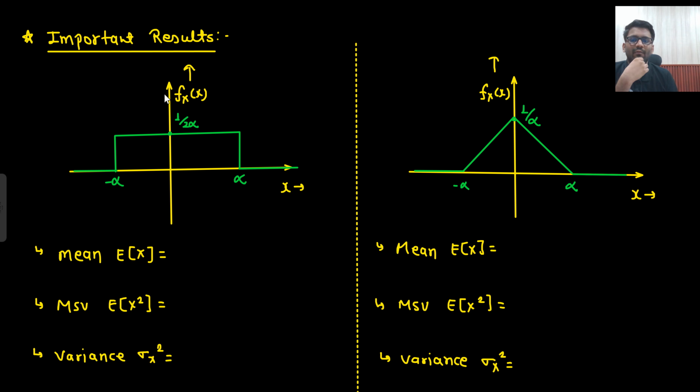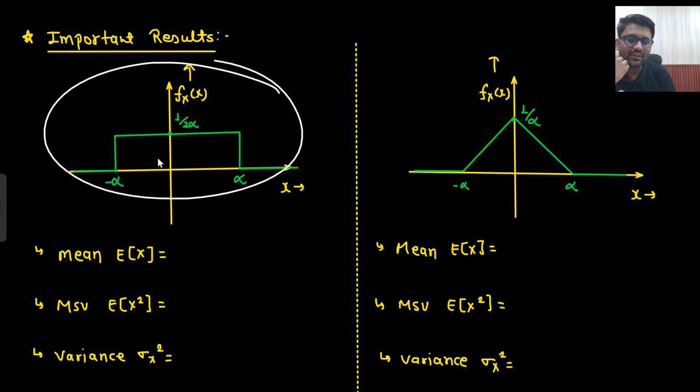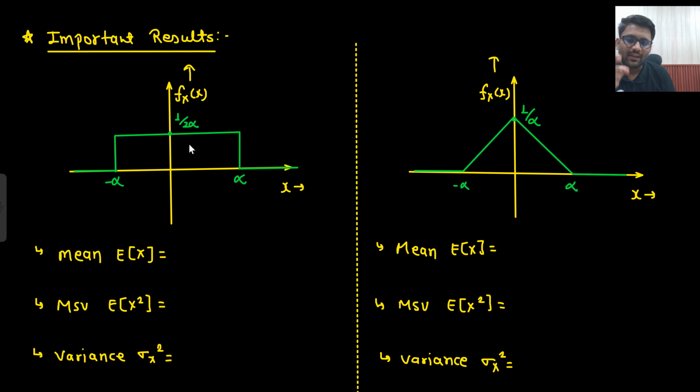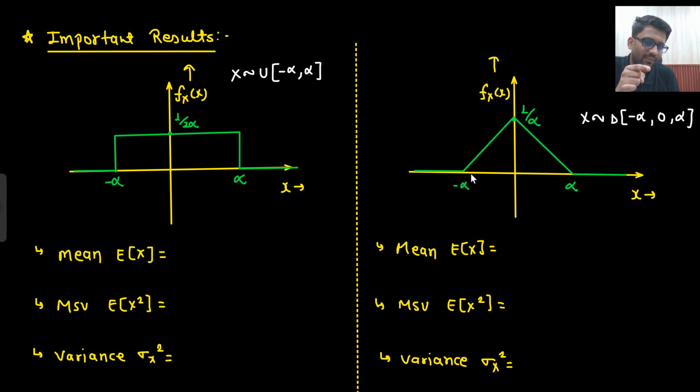Okay for you? And what if they are symmetric about origin? Do you remember the results for this one? If it is a uniform distribution, here your random variable x is uniformly distributed between minus alpha to alpha. And here your random variable x is triangularly distributed between minus alpha to alpha with maximum amplitude being at 0. So what would be the mean? Do you remember? A plus b divided by 2.